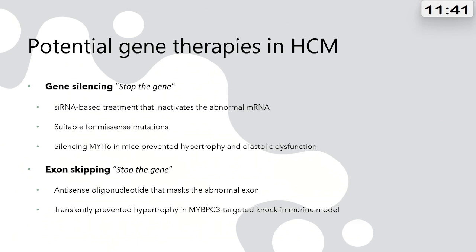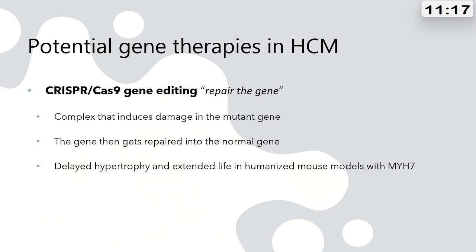It's the same for gene silencing and exon skipping. Gene silencing is basically a small interfering RNA that inactivates the abnormal mRNA. And again, in mice experiments, it delayed hypertrophy and diastolic dysfunction. Exon skipping is basically hiding the exon and stopping it from being expressed. And again, in mice models, it transiently prevented the hypertrophy.